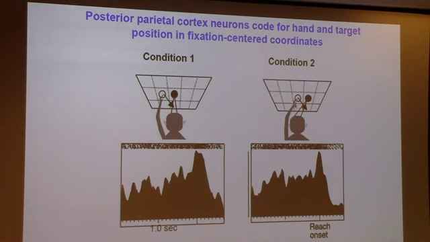And because the relative position between your hand and your fixation point is sort of the same, you will get a similar response. So all this kind of encoding of your neurons in the PPC is in the fixation-centered coordinate. So I think that's it. Any questions?